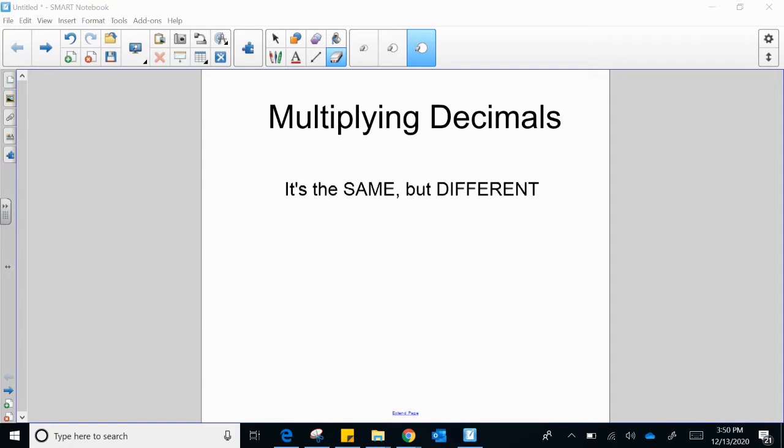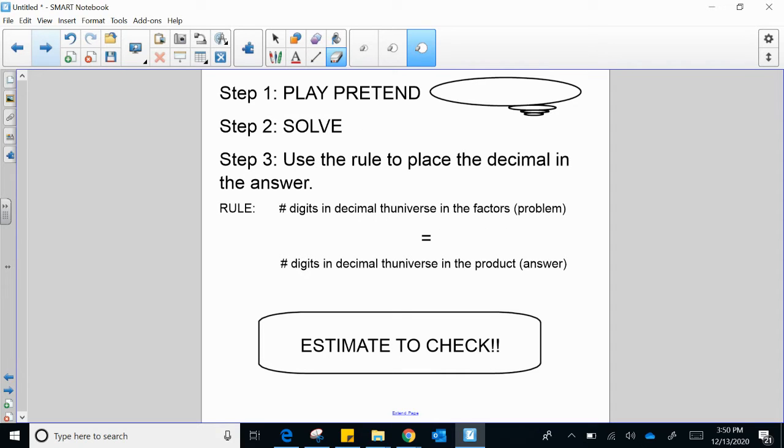All right, guys, so this video is going to be a quick one on the steps for multiplying decimals. And you're already going to be good at this because it's the same but different as multiplying whole numbers. And you're so good at multiplying whole numbers. Now, it's the same but different, but really mostly the same. And here are the steps that you need to know to multiply decimals.